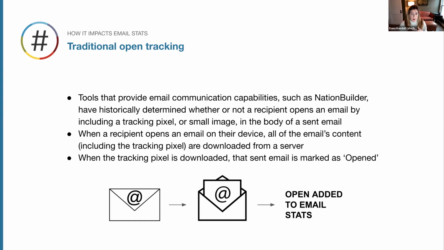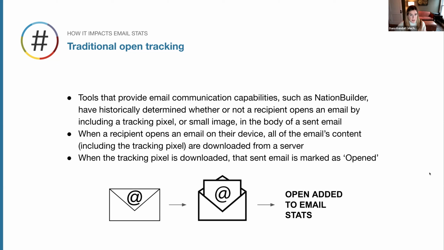So when a recipient opens the email, great, we download the tracking pixel and we know that that is marked as an open. So I have that. You can see my beautiful clip art at the bottom. We send the email, they open the email, the pixel's downloaded, we add the open to your email stats. So this is how things were traditionally calculated.